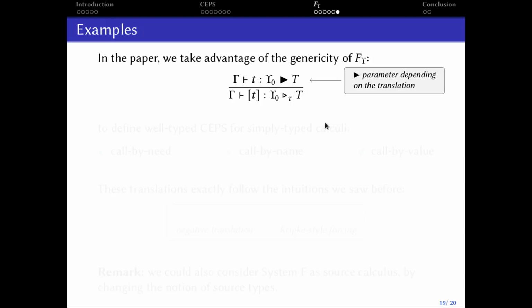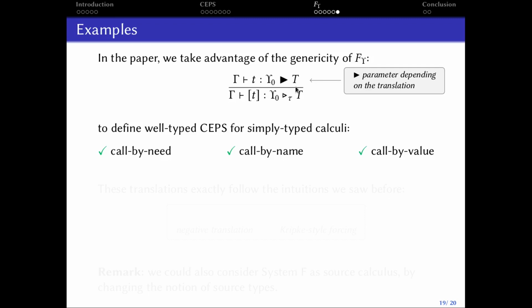As an example, we show in the paper that we can take advantage of the genericity of our definition to define different CPS translations. Remember that here, to define the type of a term into the store, we are using a parameter that we can choose depending on which translation we want. Indeed, in the paper we define well-typed CPS using this for call by need, call by name, and call by value, and the only thing we have to do is to change, of course, the translation of terms, and here change the parameter to use the correct translation for types.